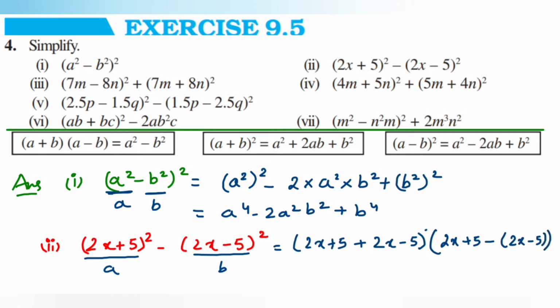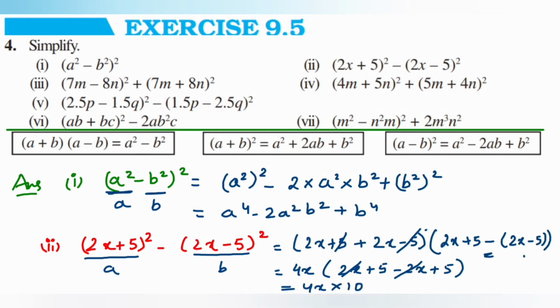Now in the first one we can cancel minus 5 and plus 5, we'll get 4x into, here it will be 2x plus 5 minus 2x plus 5. We are opening the bracket, this minus sign will get multiplied here. Now we can cancel 2x and 2x, we'll get 5 plus 5 which is 10. So we got here 4x into 10 which is equal to 40x. So second answer is 40x. That's it. Now we'll move on to the third question.